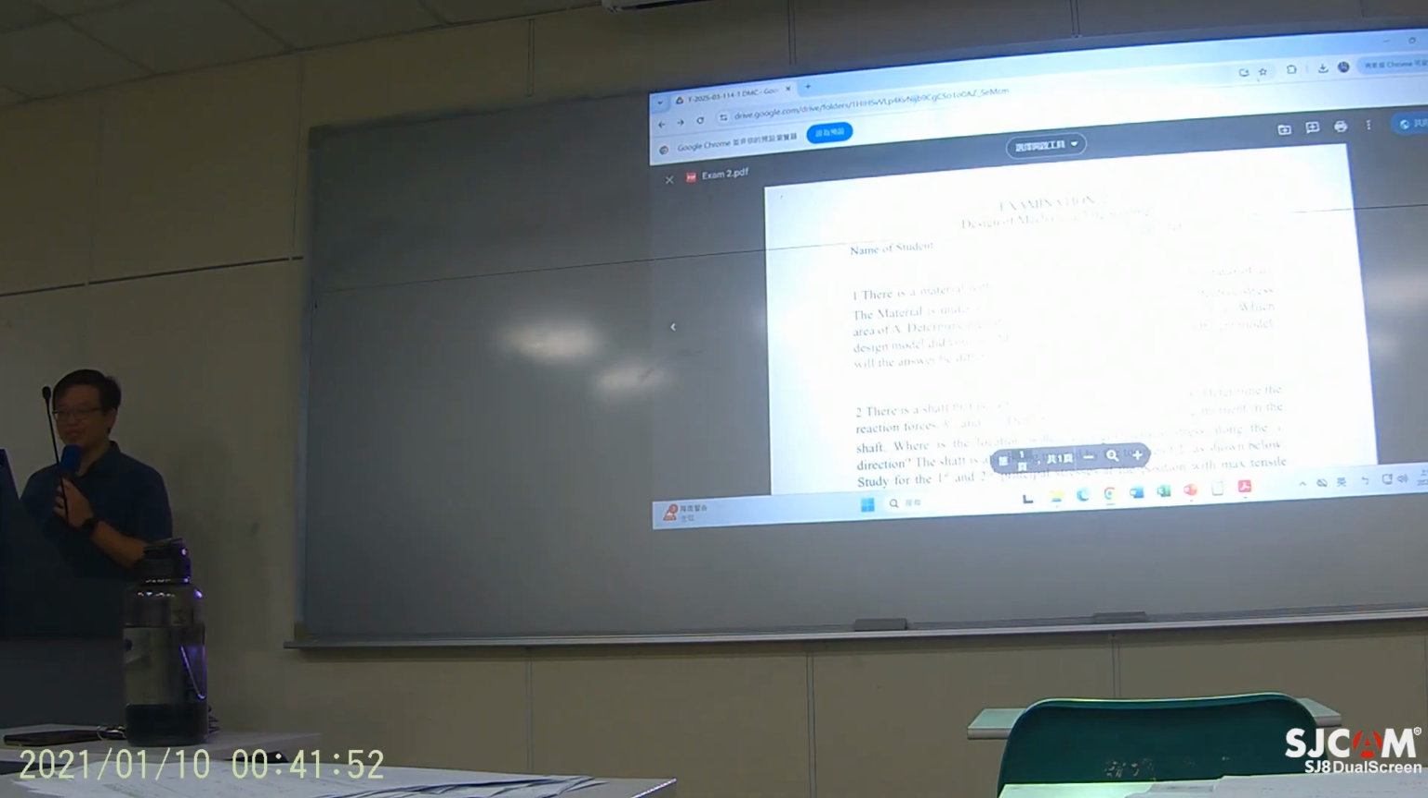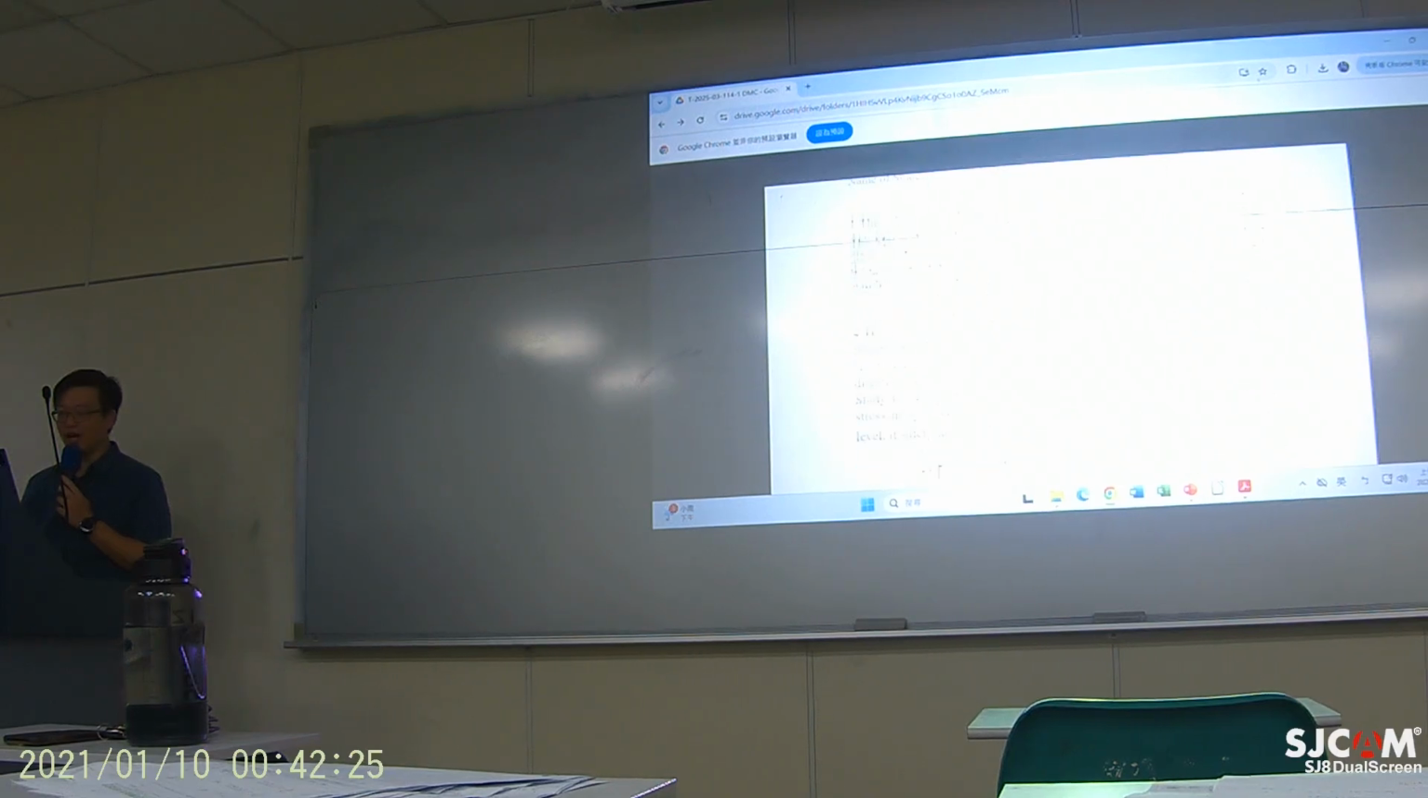Okay, which is good. So there's a material with yielding strength, this symbol, Poisson's ratio, this symbol, the material under tensile test with the load of F. And the stress area is A, determining safety factor, which is larger than or smaller than what number, which design model did you use. If you change a different model with the answer change, show why.